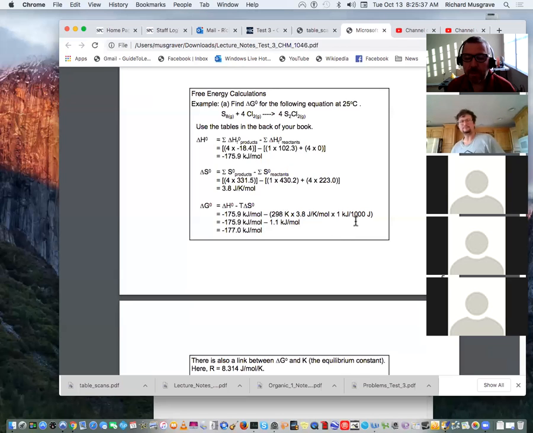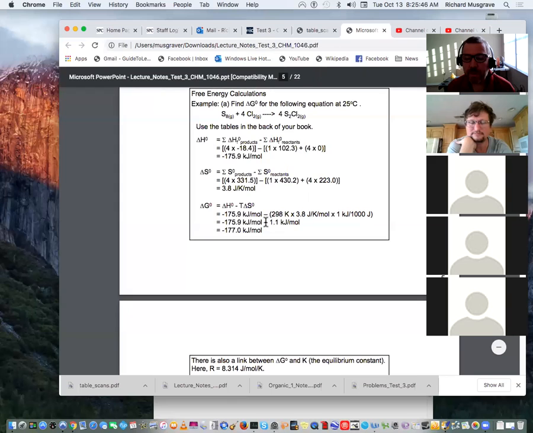But then we also do a conversion here where we take the joules and convert them into kilojoules. So you can see I do that exactly here. 298 times 3.8 times 1 kilojoule over 1,000 joules. Now that's to get those joules into kilojoules. You'll notice that the kelvins cancel as well as we do this, and we're just left with kilojoules per mole. So right now we have something where we can match and actually do a subtraction.